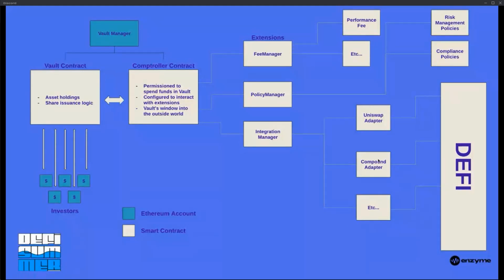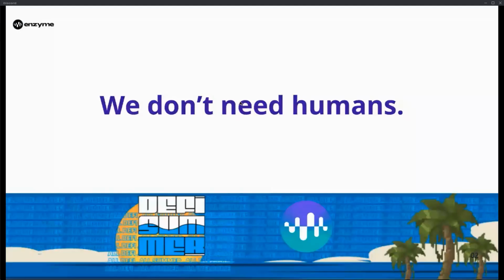But we're relying on the manager to do two things. First, deciding how much USDC to lend, and actually clicking the button to execute. So we could do those things programmatically, no longer need humans.